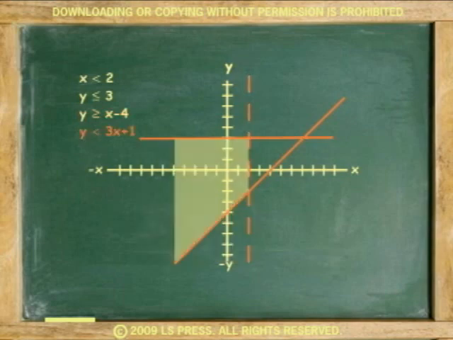Y is less than 3x plus 1, a dashed line. This one crosses at 1 with a slope of up 3 to the right 1. As you can see, here is where all solutions meet. This region is the answer.